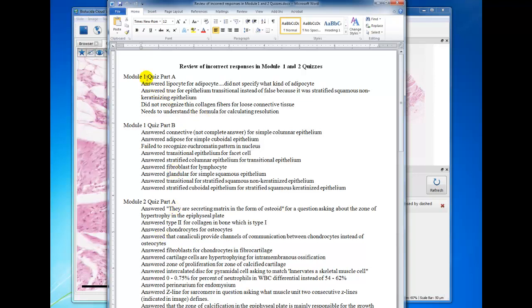The idea is that I went through the module quizzes and looked at a number of responses from different individuals. I saw, for example, an answer was lipocyte for adipocyte. Now, we could have given credit for adipocyte. However, you needed to specify whether it was white or brown, or unilocular or multilocular. That's the sort of thing that I'm going to illustrate for you in Part A and also in Part B.